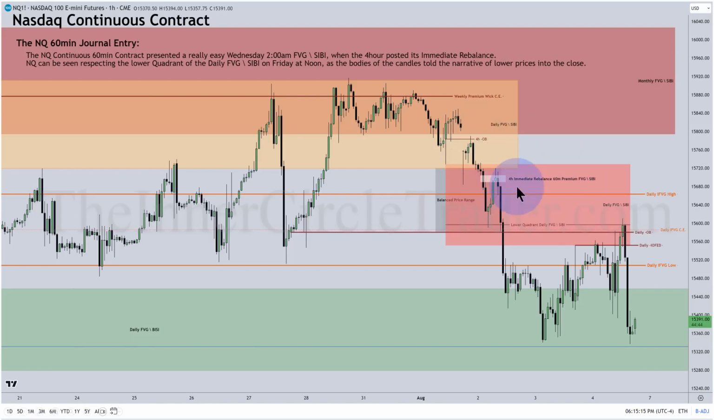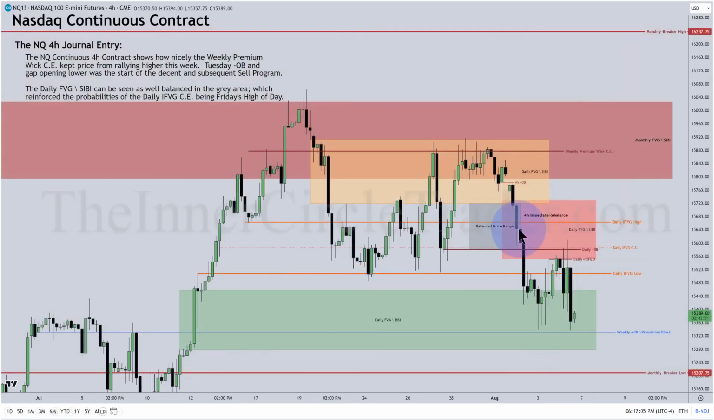So this 60-minute fair value gap is a convergence with that 4-hour immediate rebalance. What does that mean? This movement right here is this. Let me go back up to the 4-hour chart so that way you know what I'm looking at and what you're being shown.